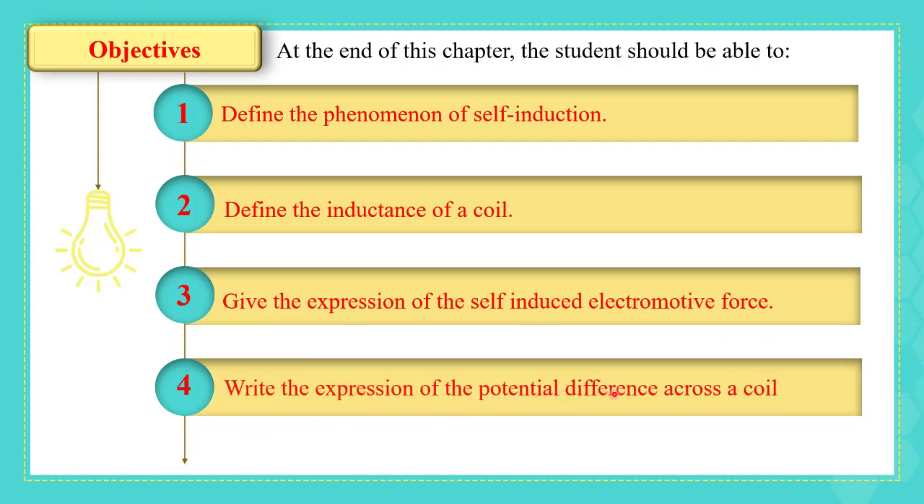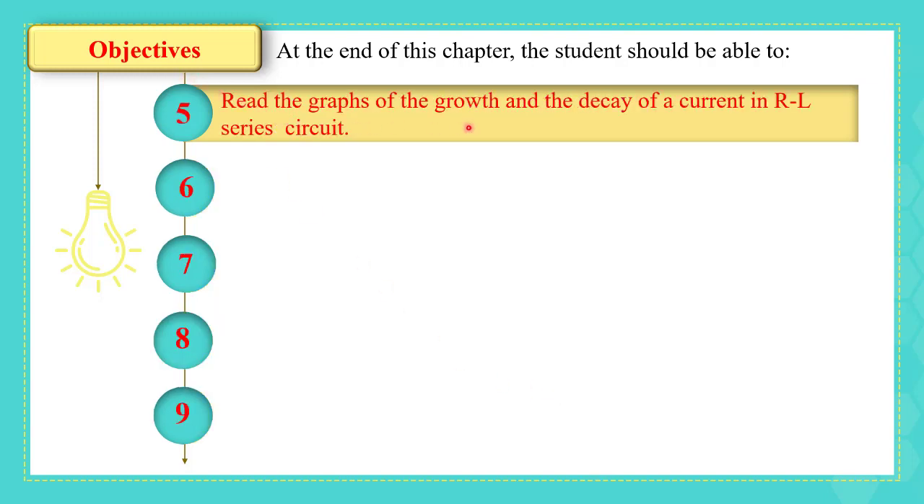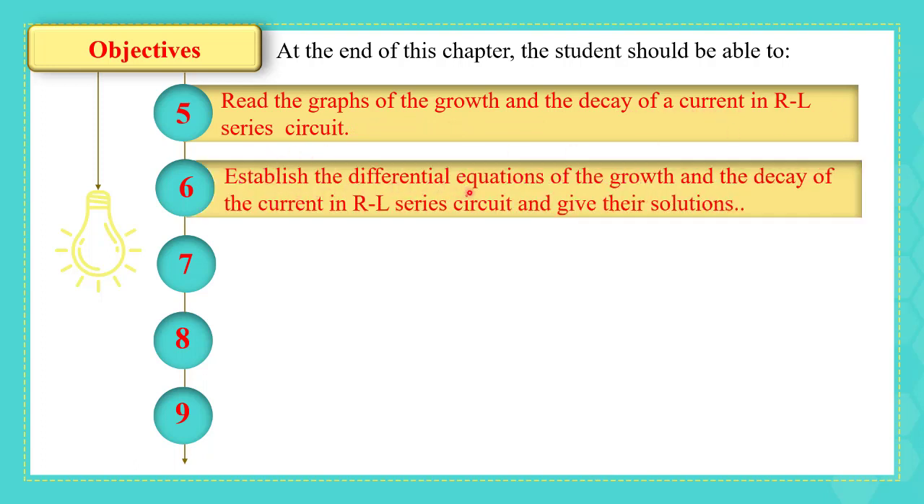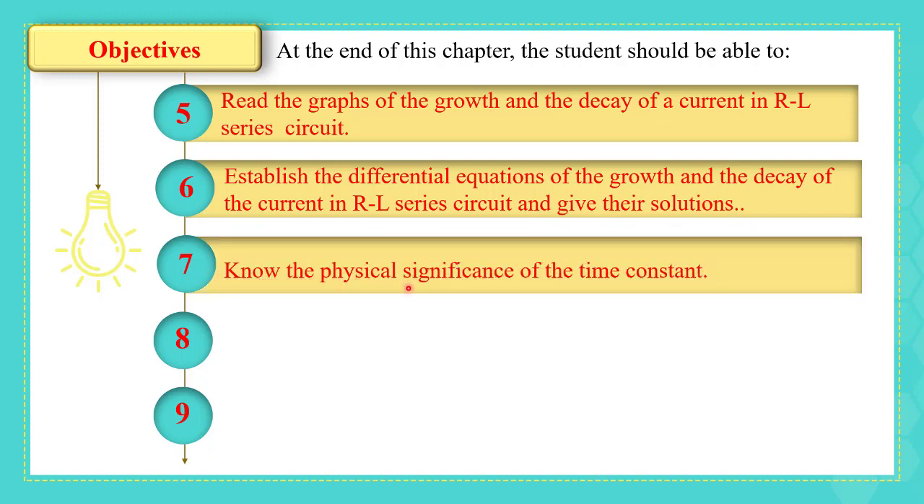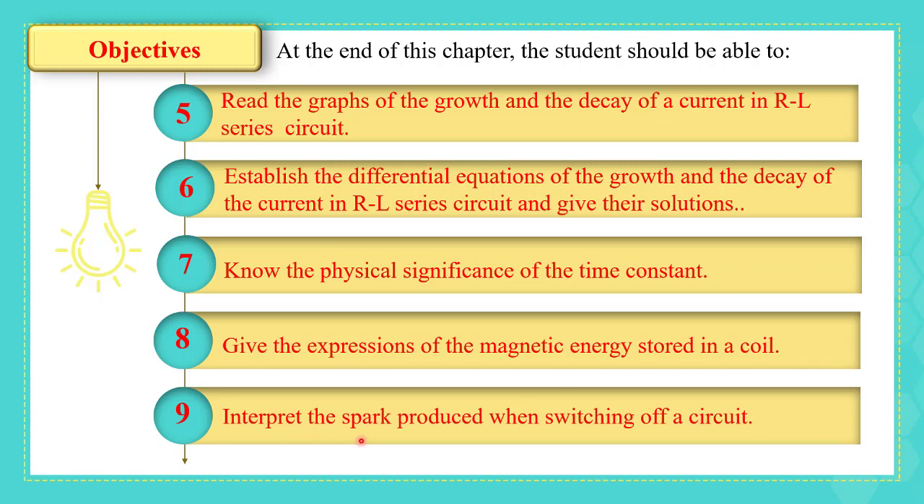the potential difference across a coil, read the graphs of the growth and the decay of a current in an RL series circuit, establish the differential equation of the growth and the decay of the current in an RL series circuit and give their solution, know the physical significance of the time constant, give the expressions of the magnetic energy stored in a coil, and interpret the spark produced when switching off a circuit.